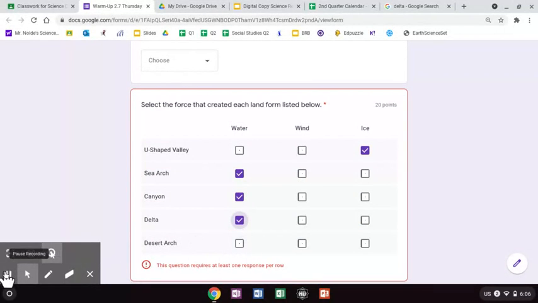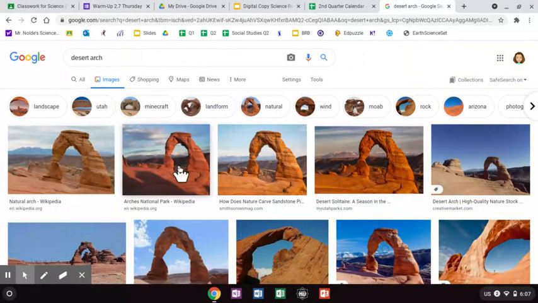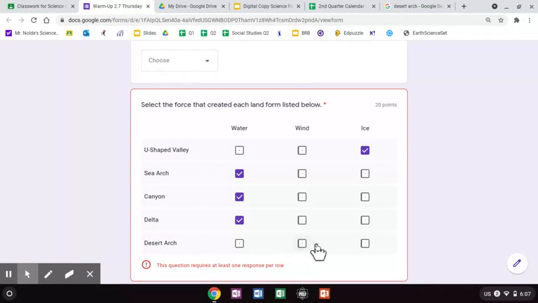And then a desert arch looks like this. It's very similar to a sea arch, except this is in the desert, and so the force is not going to be water, the force is wind. Wind is blowing through here, and the wind is carrying lots of bits of sand and sediment, which is blasting against that rock every time the wind blows and acting like sandpaper, breaking that rock down over time. Again, this takes millions of years, but we're in the desert instead of the ocean, so the force would be wind.